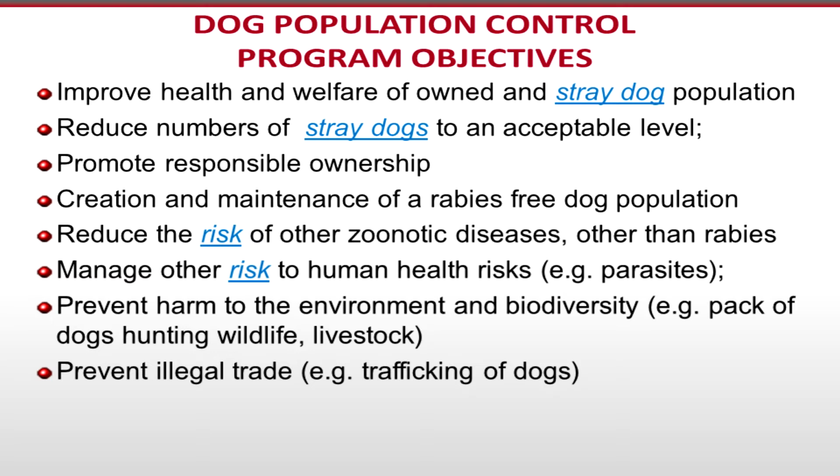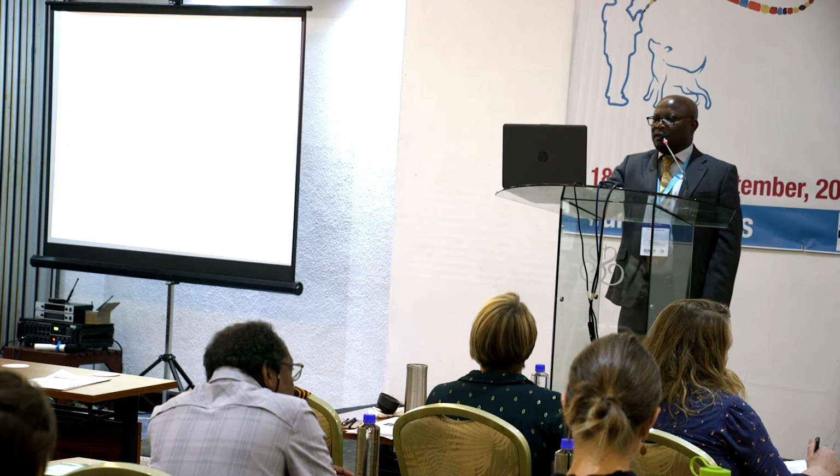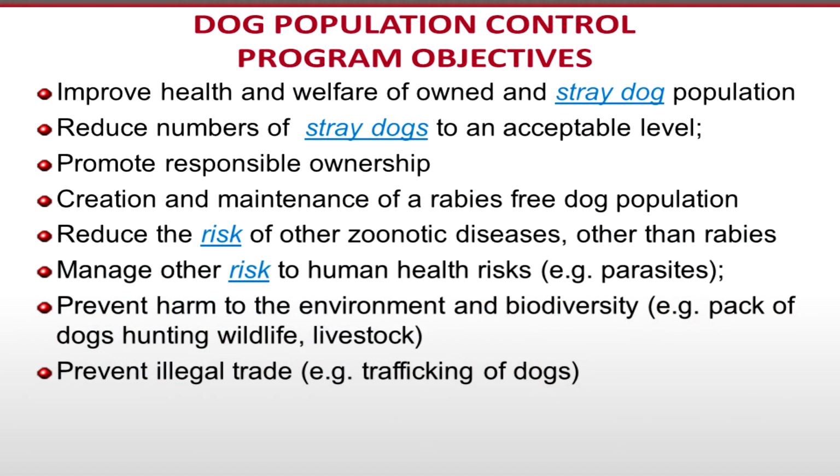The objectives should be to promote responsible ownership, creation and maintenance of a rabies-free dog population, reduce the risk of zoonotic diseases other than rabies and the risk of parasites to humans, and prevent harm to the environment and biodiversity. For example, you have seen packs of dogs hunting wildlife or livestock or even mauling children. You want to prevent that kind of thing. And then you want to prevent illegal trade, that is, trafficking in dogs. So these are the main objectives.